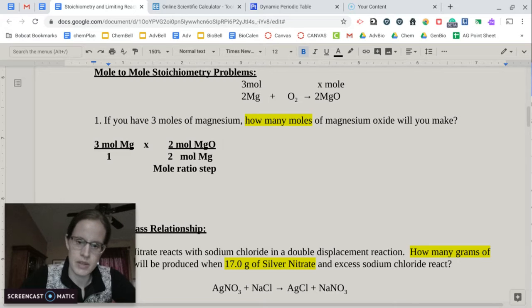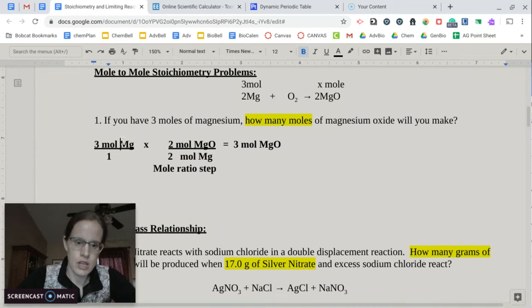And that's it because we are at what they're asking for. They're asking for how many moles of magnesium oxide you'll make, and we've got moles of magnesium oxide on top. So that's it. Mole to mole stoichiometry calculations are just these 2 steps, or you're given and then one other step. Your 2's cancel, so you really shouldn't have to plug it into your calculator. You end up with 3 moles of MgO.